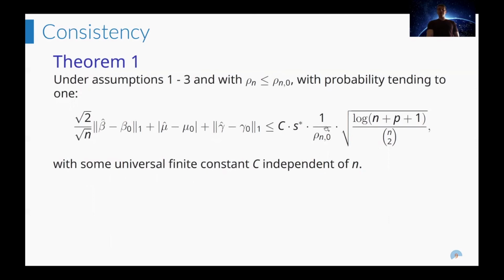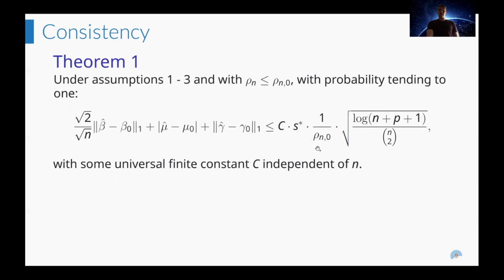If we look on the right-hand side here, we see that our error bound consists of the sparsity, and then here the square root of the log of the number of columns divided by the number of rows in our model. And then we have an additional factor 1 over rho n0, which goes to infinity. This additional factor is precisely the price we have to pay for allowing our link probabilities to go to 0. Because to put this into context, in classic lasso theory, we would expect to get sparsity times square root of log number of columns divided by number of rows.